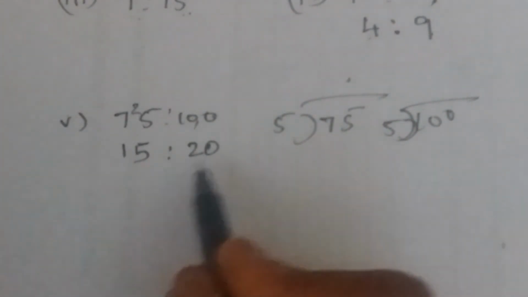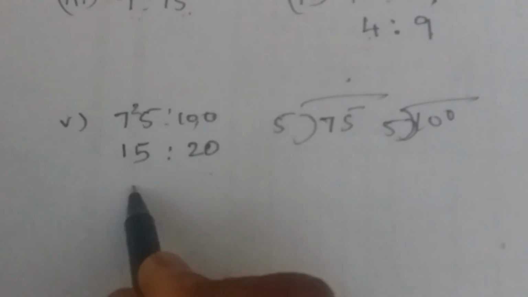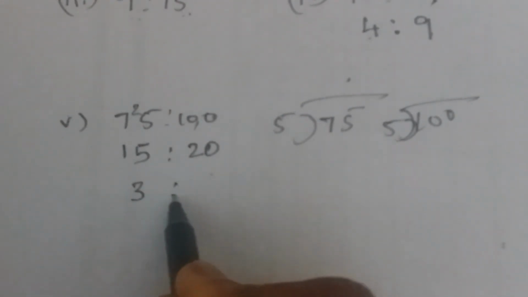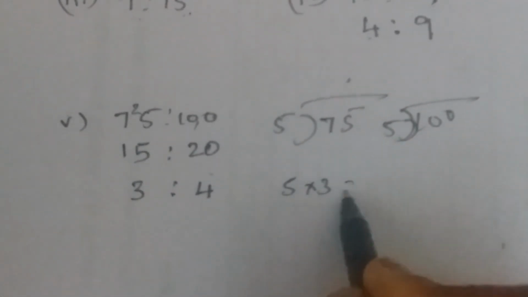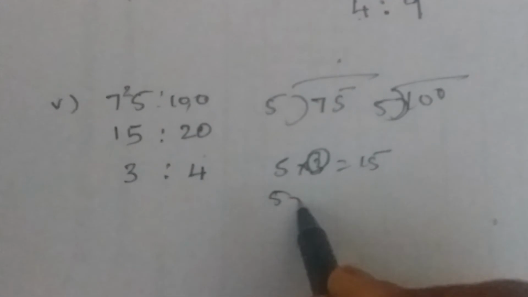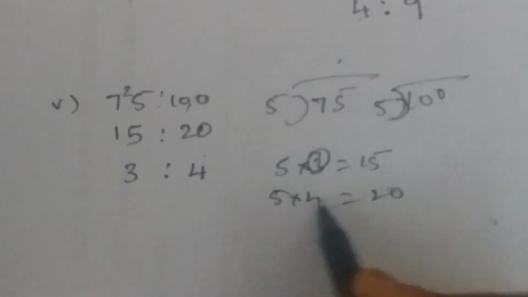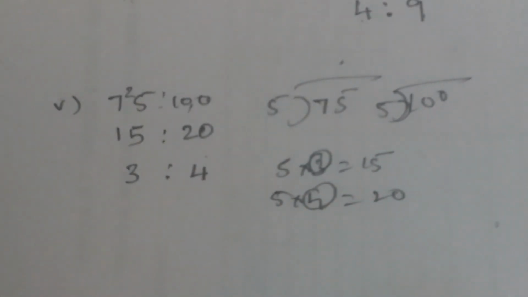Okay. Now 15 and 20, again 5 tables. 5 3s are 15, 5 4s are 20. You should be very careful which one to write. 5 3s are 15, this 3 is the quotient. Okay. Now 5 4s are 20, means this 4 is the answer. That quotient is 4. Okay.